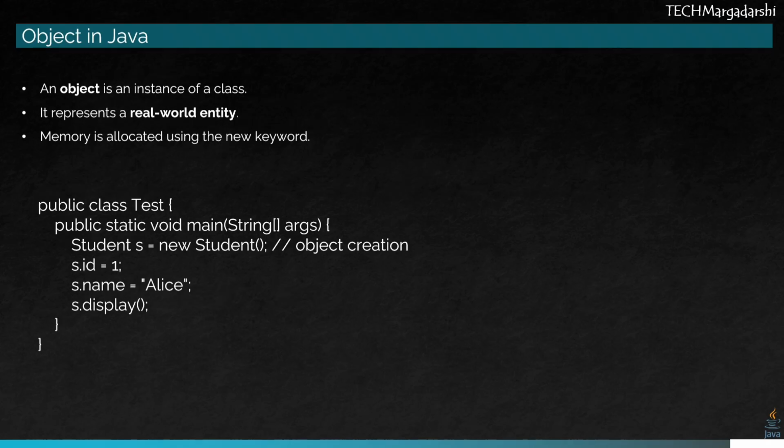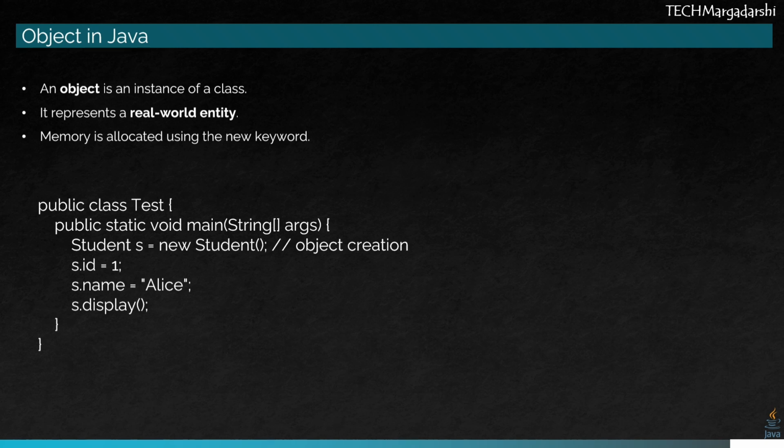Now, let's understand object in Java. An object is an instance of a class. It represents a real world entity and holds actual data. Memory for an object is allocated using the new keyword. Now let's understand the code example shown on the screen. Here, Test is the class that contains the main method. Inside the main method, we are creating an object of the Student class. Student s = new Student(). This line creates an object named s and allocates memory for it.